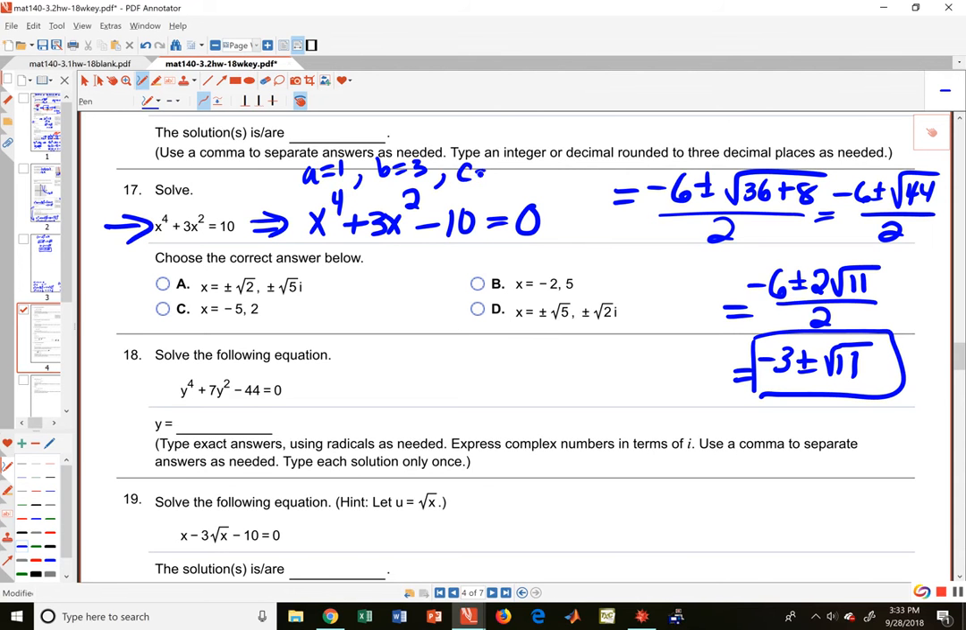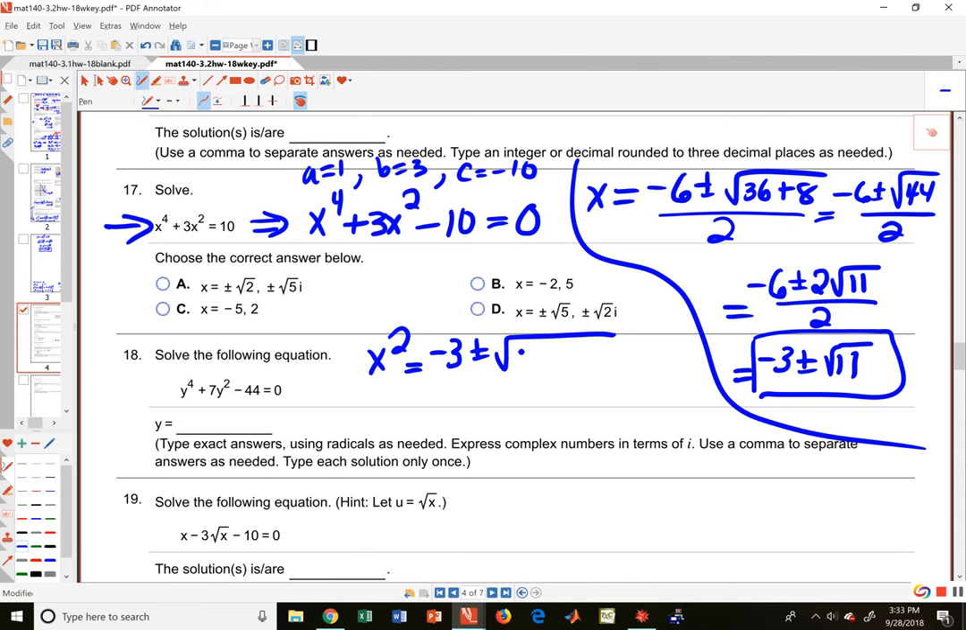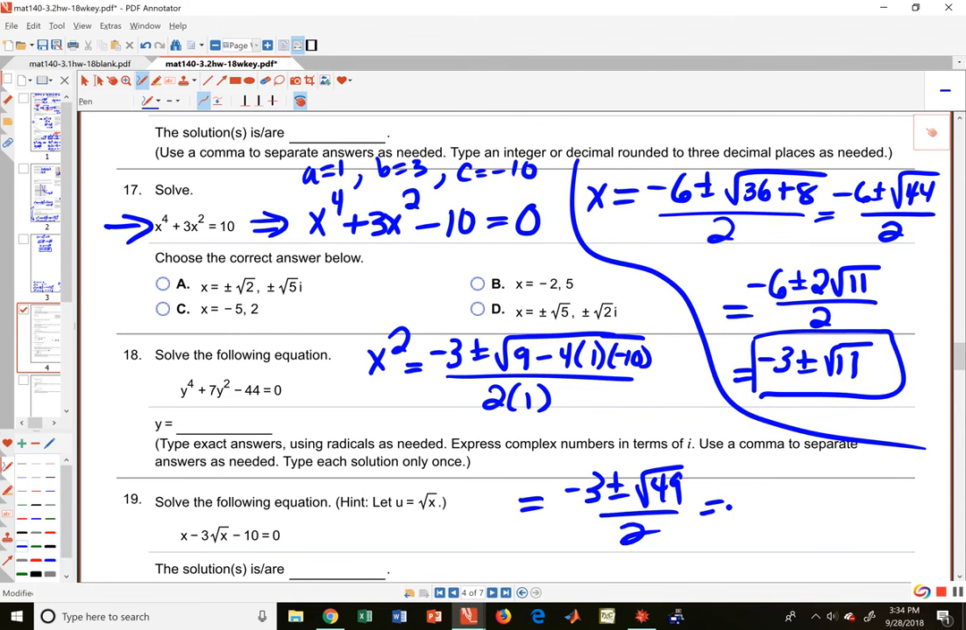So b is 3, c is negative 10. Here we go. So what we get is x squared. So notice I've got x squared on the left instead of x equals, as in our previous problem. This is x squared equals. And so x squared equals the opposite of b, plus or minus the square root of b squared, which is 9, minus 4 times a times c, and all divided by 2 times a. That is negative 3 plus or minus. Now that's a positive 40 plus 9. That's the square root of 49 divided by 2, which is negative 3 plus or minus 7 over 2.